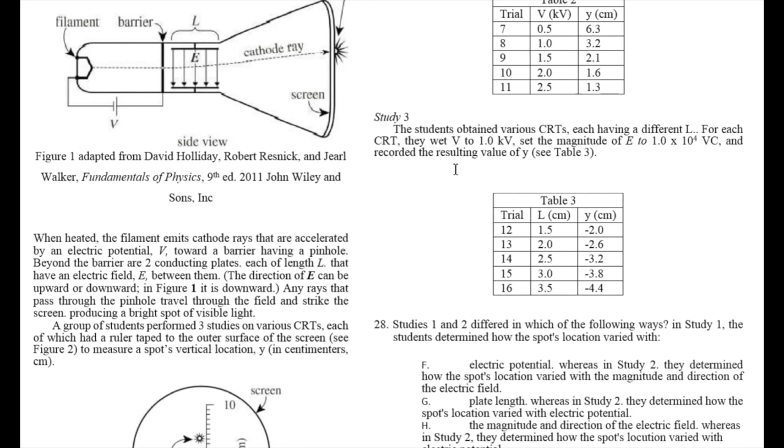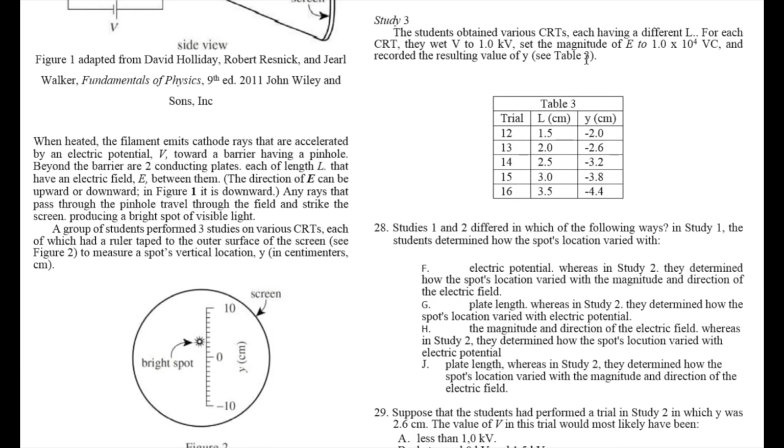Going on to study 3, the students obtained various CRTs. Okay, this is a hint that we need more than one CRT. It says each having a different L. For each CRT, they set V and then the E, and they varied L. So it looks like for each CRT, because you cannot vary L once the CRT is constructed, they needed 1, 2, 3, 4, 5 different CRTs for study 3.